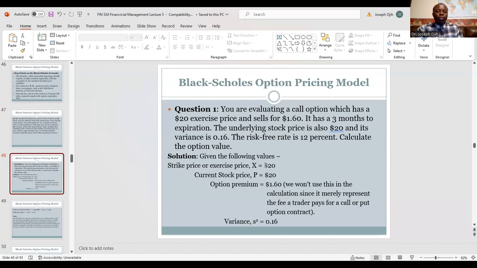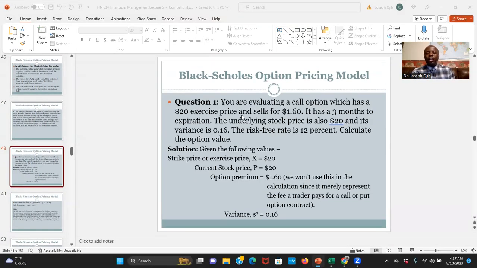First question, which is question number 1. I hope you can see it. It says you are evaluating a call option which has a $20 exercise price and sells for $1.60. It has 3 months to expiration. The underlying stock price is also $20, and its variance is 0.16. The risk-free rate is 12%. Calculate the value of the option.